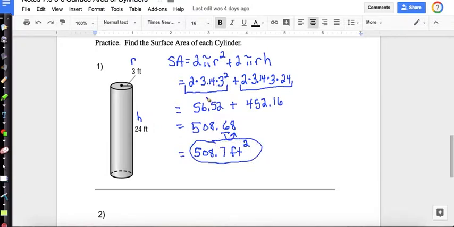Now, just a reminder for those of you who don't have the x squared button at home, when you type this part in, you would type in 2 times 3.14 times 3 times 3. Because remember, when you square something, it means to multiply by itself. So you would just type in 3 times 3 instead of hitting the x squared button. So I hope that makes sense. Okay, let's move on to number 2.